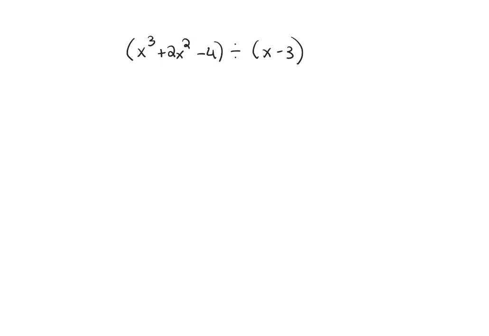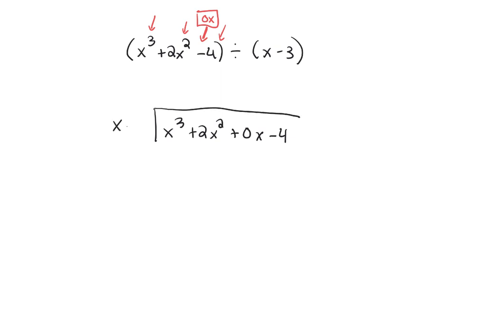Okay, so when you are setting up your division, you have to be careful for missing terms. Here, we've got x to the third, x squared, and our constant. What's missing here? There's no x term, 0x. You have to include these missing terms into your long division, otherwise it won't work. So x to the third plus 2x squared plus 0x minus 4. We are dividing by x minus 3.